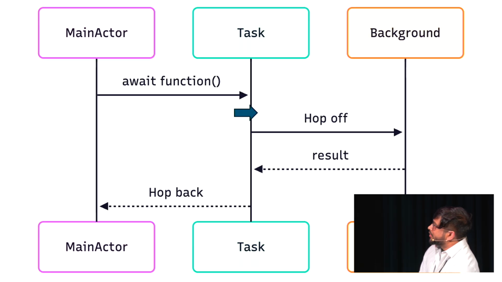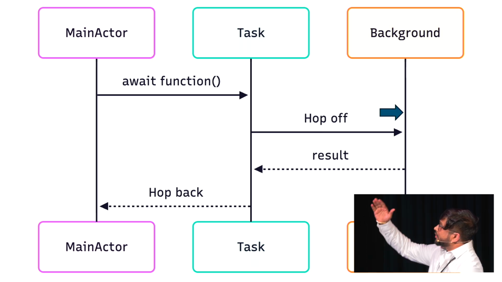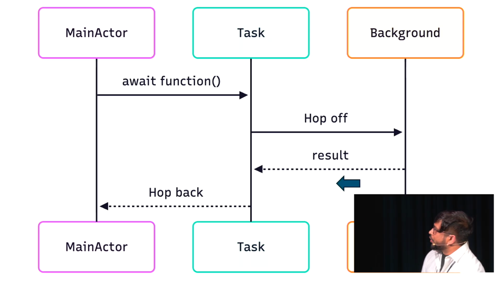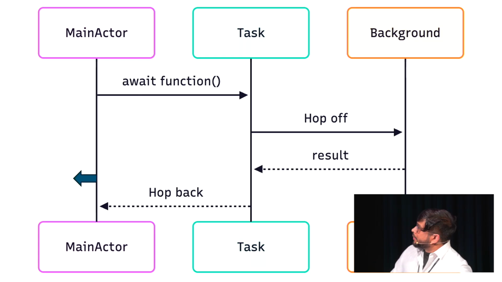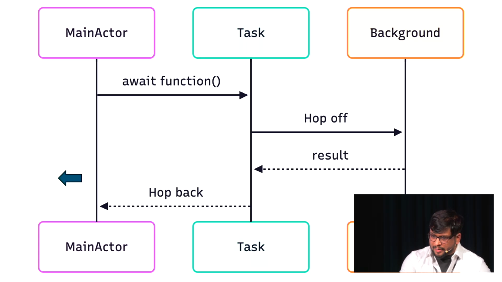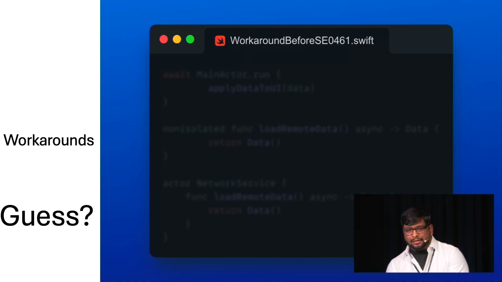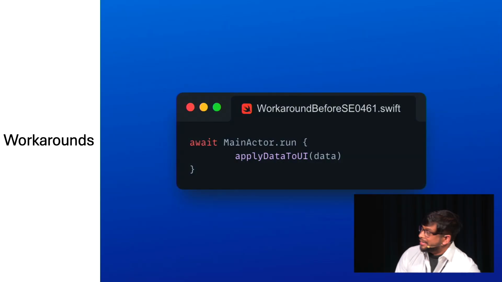This is a visualization of this problem. After the task, it goes to the background thread, and then it hops back to the main actor. Before that, let's see the workarounds we had earlier in Swift 6 and 6.1. So any guesses? We had UI code and also loadRemoteData. So I'll tell you.